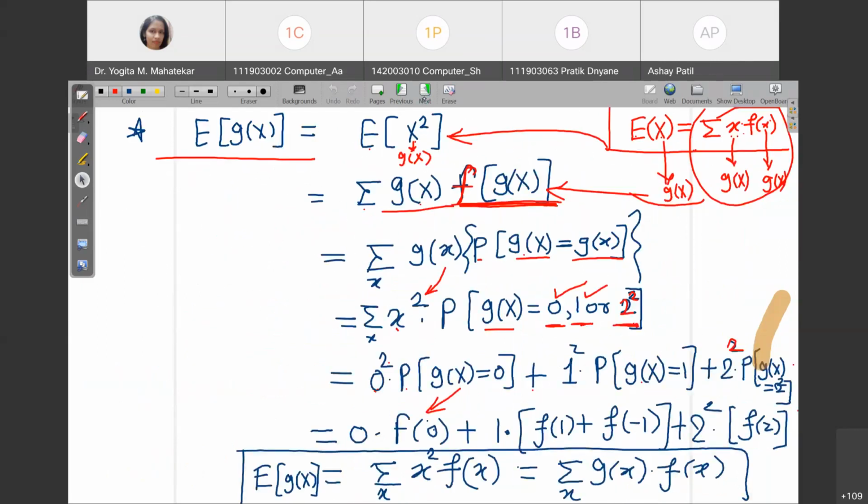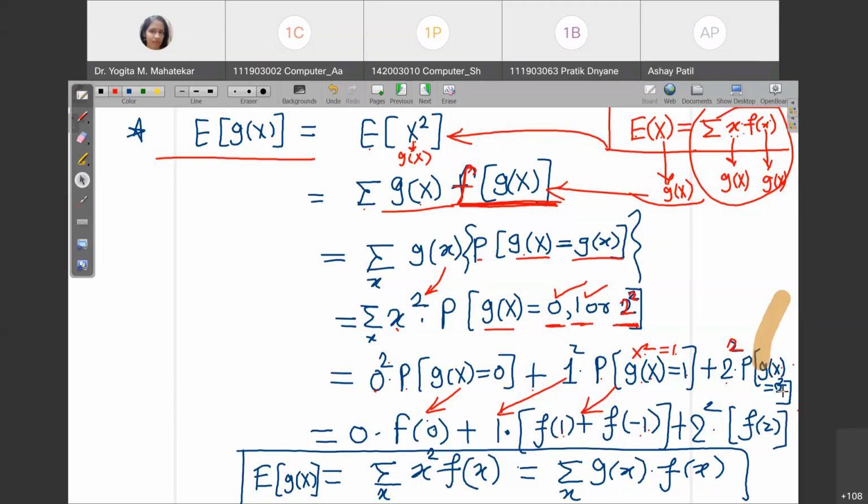Now g(X) equal to 1 means X square is 1. No? g(X) is X square means X is equal to plus or minus 1. So the probability that X is equal to plus or minus 1 will be f of 1 plus f of minus 1, because X square equal to 1 means X corresponds to plus 1 and minus 1. So all those probabilities will get added. 1 square is 1, written as it is. And the last term is 2 square into the probability that g(X), meaning X square, is equal to 2 square, meaning 4. But X square equal to 4 means X is equal to plus or minus 2.